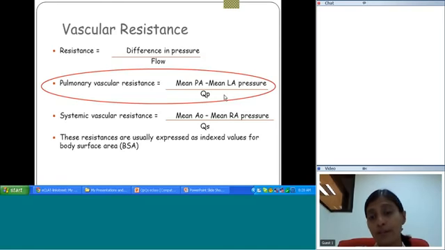Similarly, systemic vascular resistance. One end is the mean aortic pressure, the other end is the mean RA pressure. So you're talking about the systemic bed of capillaries and so on. The other end is the mean RA pressure or the venous pressure, divided by QS. And these are usually indexed for body surface area. What I would suggest is that you initially index the VO2, and then everything becomes indexed after that.